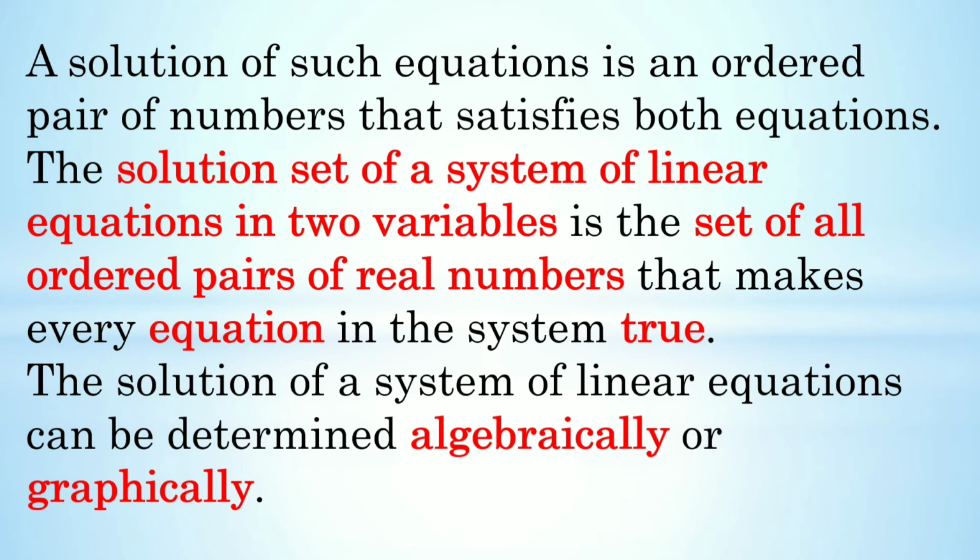So, the solution set of a system of linear equations in two variables is the set of all ordered pairs of real numbers that makes every equation in the system true. So, this time, kukuha na tayo ng solution ng ating system. Kailangan both equations, kapag kinuha natin yung ordered pair, ay true dun sa dalawa. So, the solution of a system of linear equations can be determined algebraically or graphically. Sa next natin lesson yan, pag-uusapan.